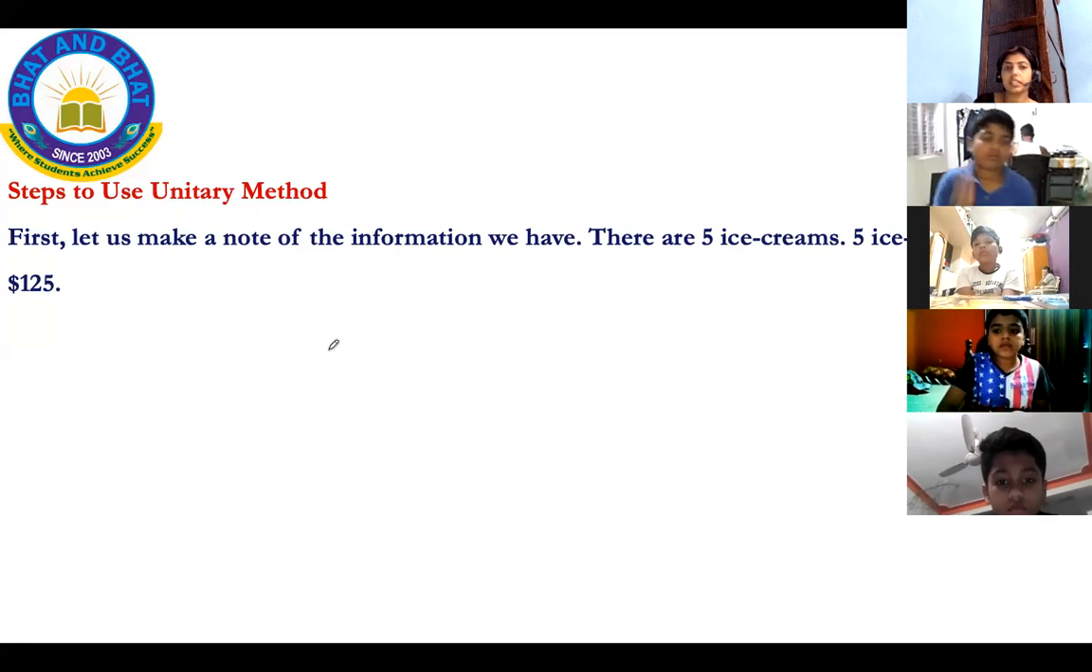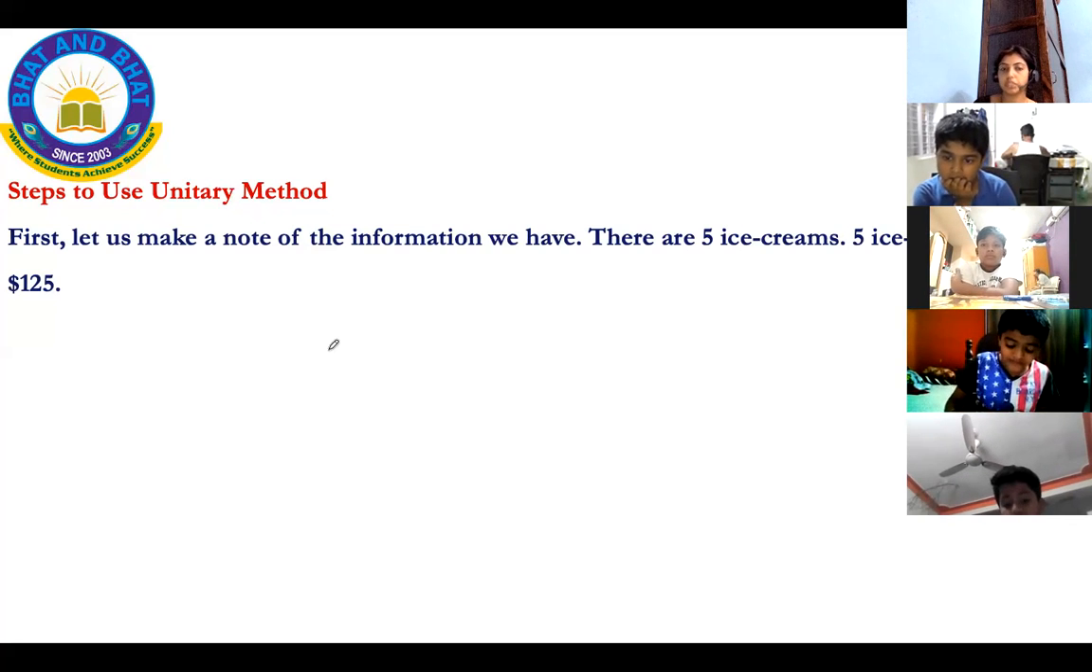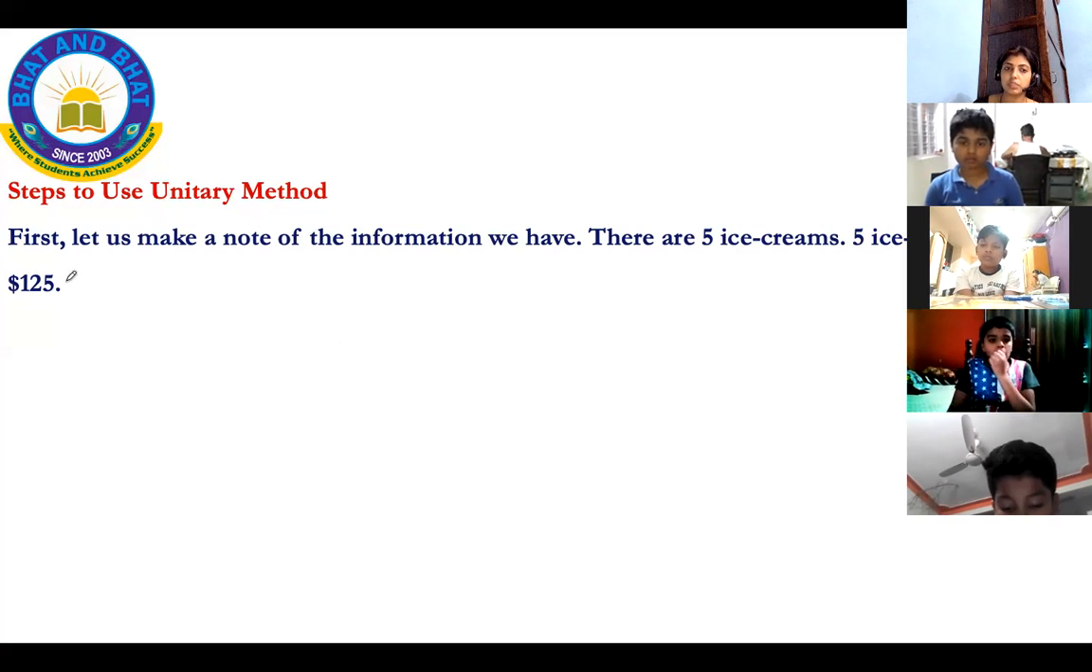First let us make a note of the information we have. So what is the information? See, that is what is given here. There are 5 ice creams, and for 5 ice creams, what is the cost? Cost given is 125. Or just do how I told. Simple method. Don't want these steps. Okay.